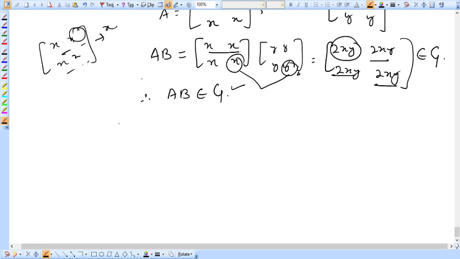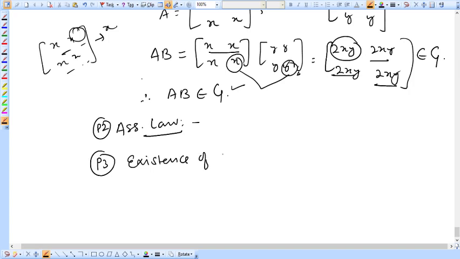Now next property, associative law. In this you are again going to write that all the matrices obey associative law under the matrix multiplication. So we are not discussing this property in detail. Now next property, existence of identity.